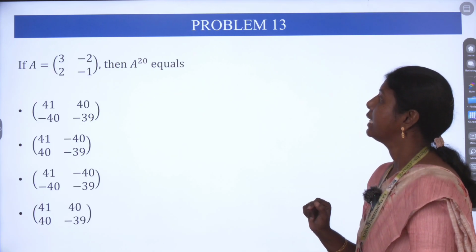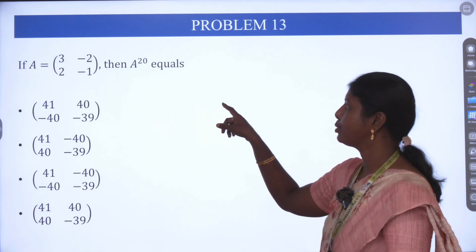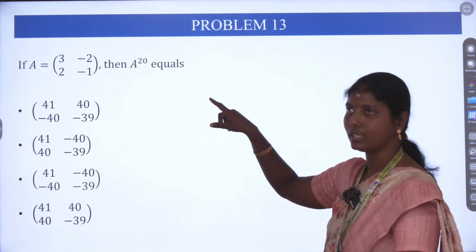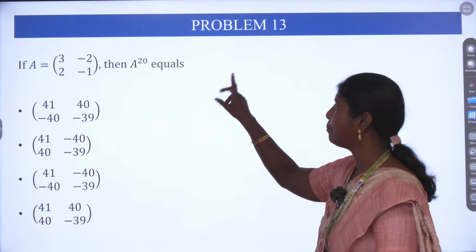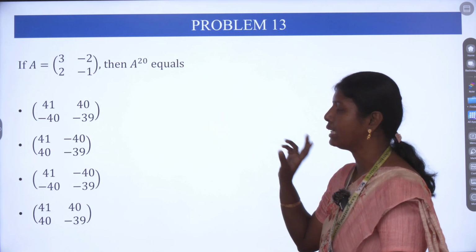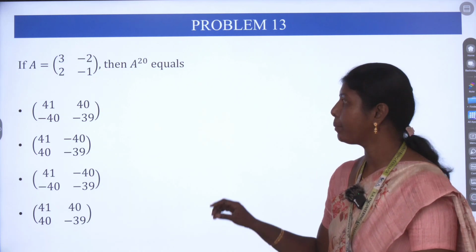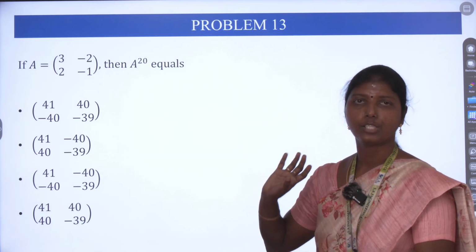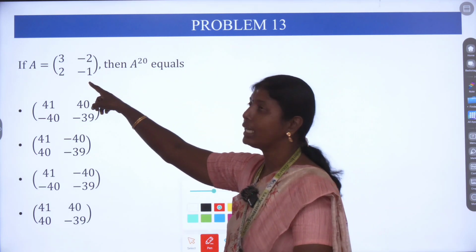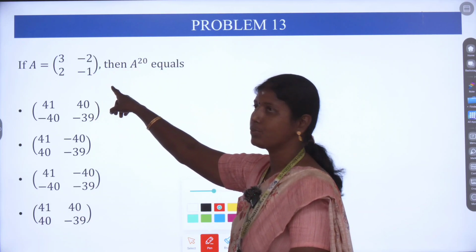So next is, if A equal to 3 minus 2, 2 minus 1 is given, so that is a 2 by 2 matrix, then A power 20 equals. So we need to find A power 20. So we are going to do it in a short way. So A equal to 3 minus 2, 2 minus 1 is given.